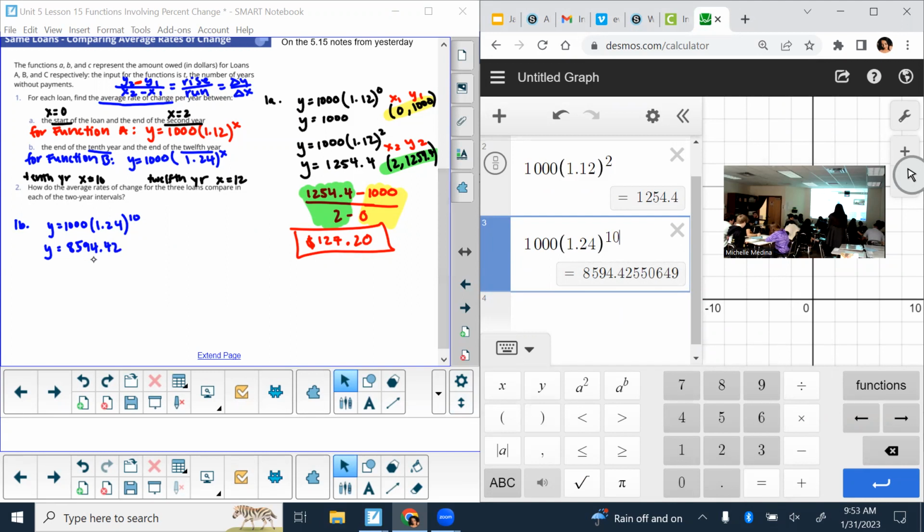So 8,594.42, and let's just round it to 4 spots for right now. At the end, we'll make it look more like money and round it to just 2 spots. All right, but good otherwise. At least we know how to use a calculator.